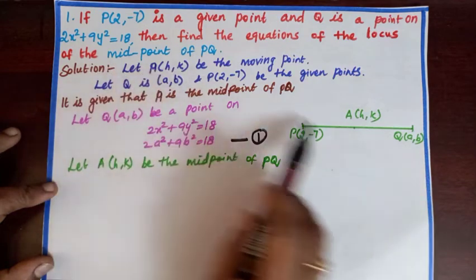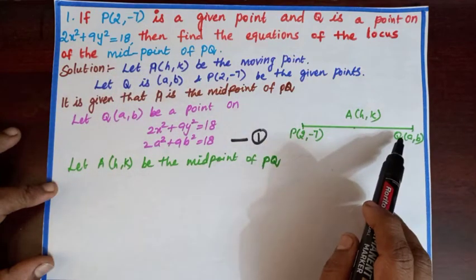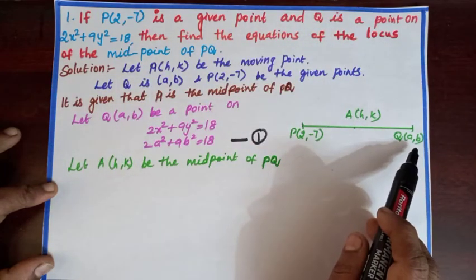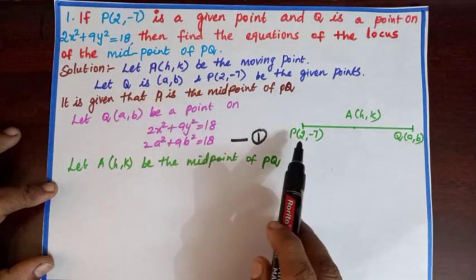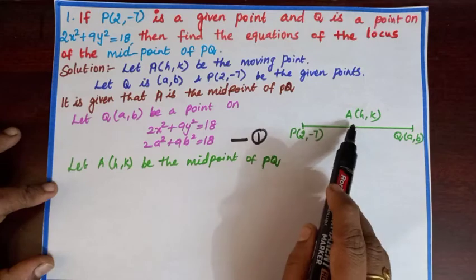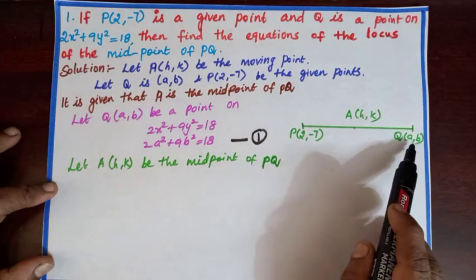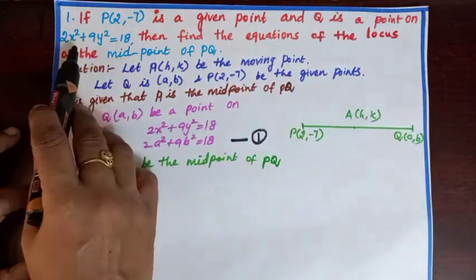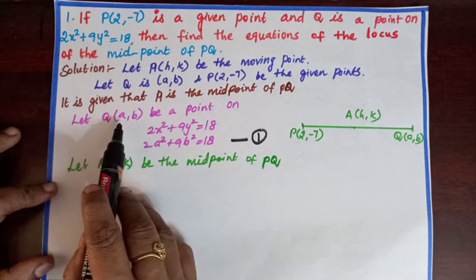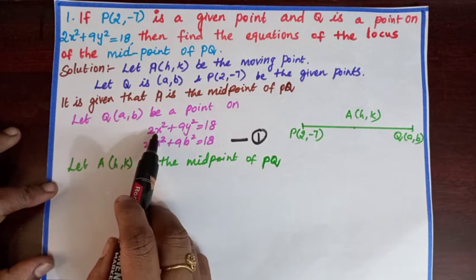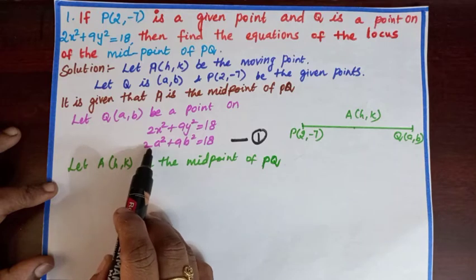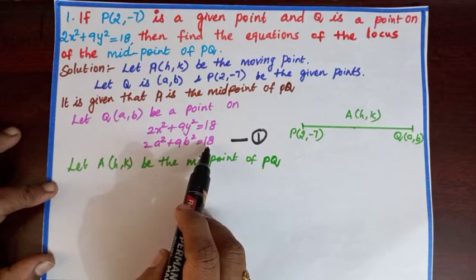Solution. Let A of h, k be the moving point and Q is a, b. Assume Q is a, b and point P of 2, minus 7 be the given points. It is given that A is the midpoint of PQ and Q is a point on 2x square plus 9y square equal to 18. We have considered Q as point a, b. Then in the place of x you substitute a, in the place of y you substitute b. Then we get 2a square plus 9b square equal to 18.